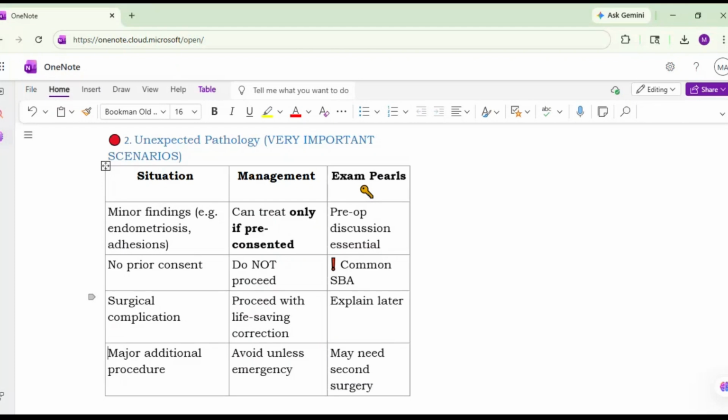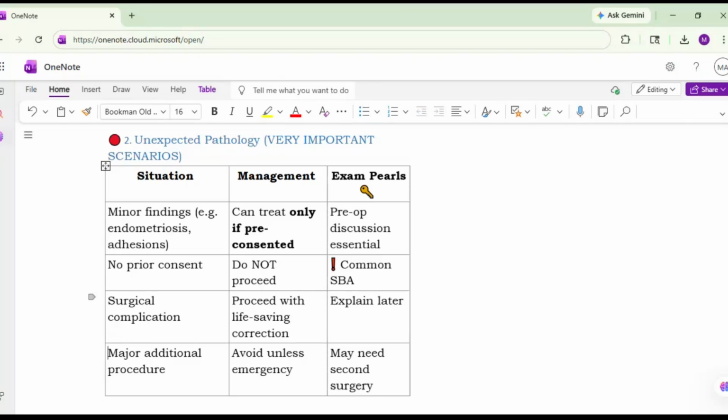So when we are taking the consent, at that time itself, though the procedure is a diagnostic laparoscopy, if at all we find minor findings like endometriotic spots or simple adhesions, we may consider excision of those adhesions, or releasing of those adhesions. That type of discussion should be there, and the patient should consent for that. Then we can carry out. If there is no prior consent, do not proceed. Such kind of SBAs can also be asked.